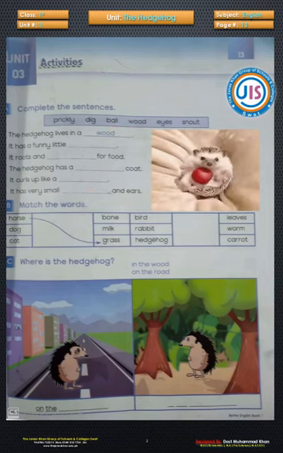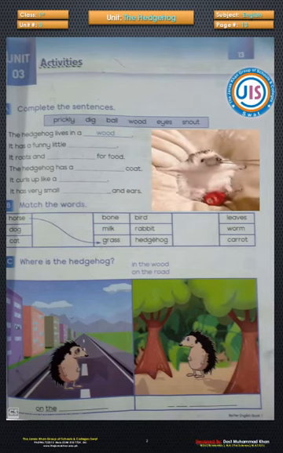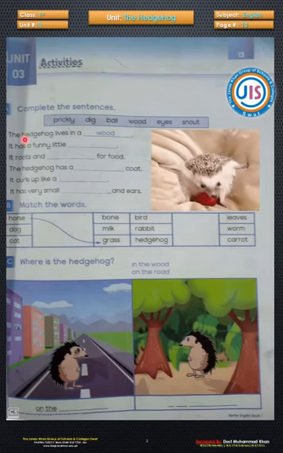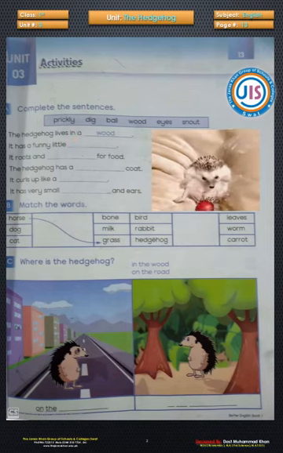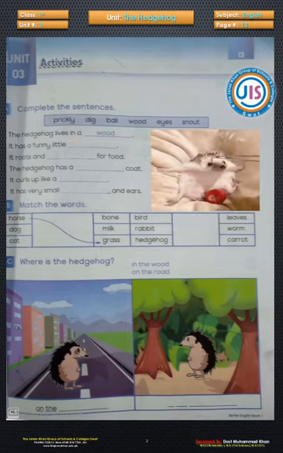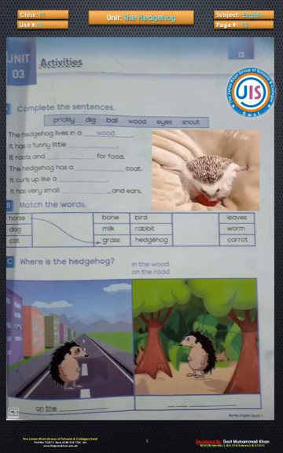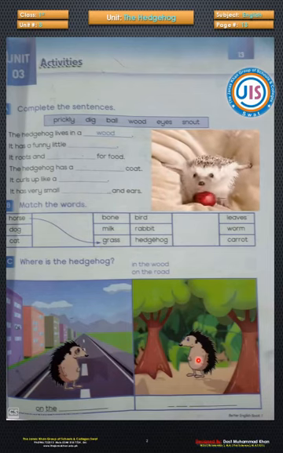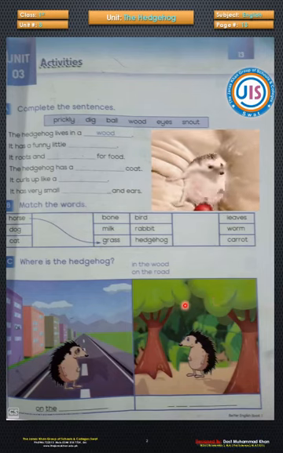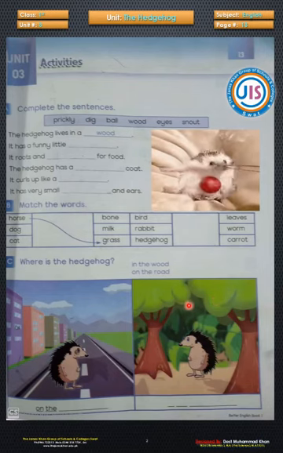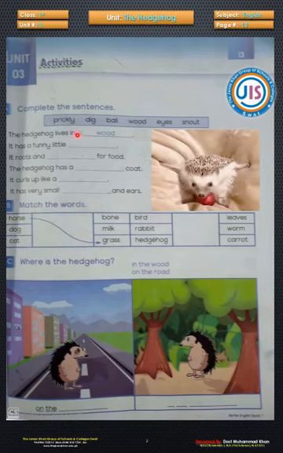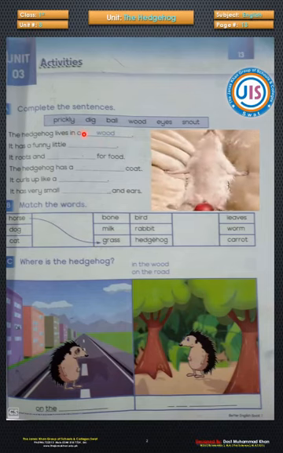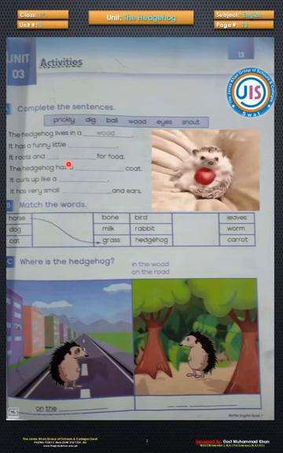So, the first sentence is, the hedgehog lives in a wood. Wood means jungle. Hedgehog jo hai, wo jungle mein rehta hai. See here, this is the hedgehog and this is a forest, a jungle, a wood, right? So, this hedgehog lives in a wood. This has been filled for you. The rest, baaki jo hai, you will do.